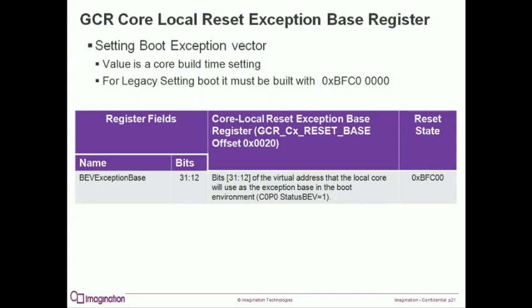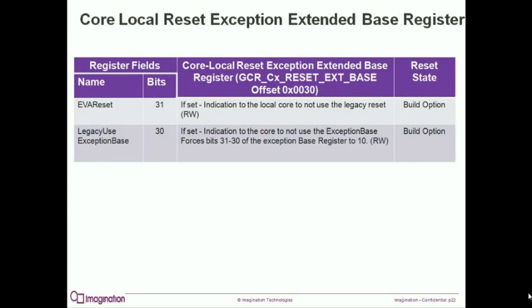exception vector. To see what the BEV overlay is and to change the BEV overlay, there is a global configuration register called the core local reset exception extended base register. This register is an extension to the core local reset exception base register. The value is used for placing the boot exception vectors within the physical address map during core boot up time. This is a per core register, so it is in the core local section of the global configuration registers.